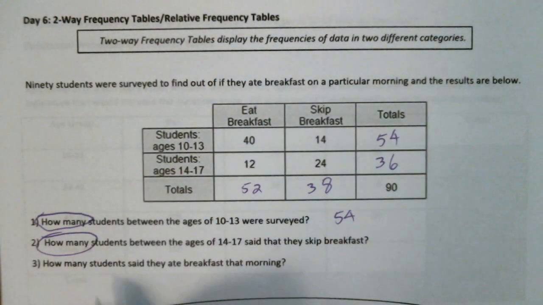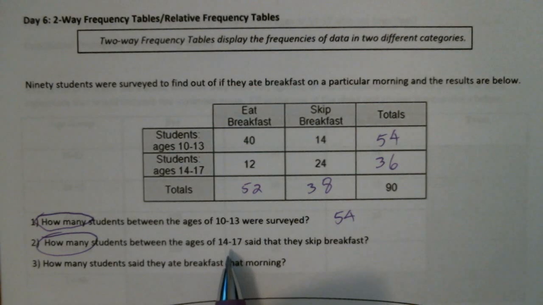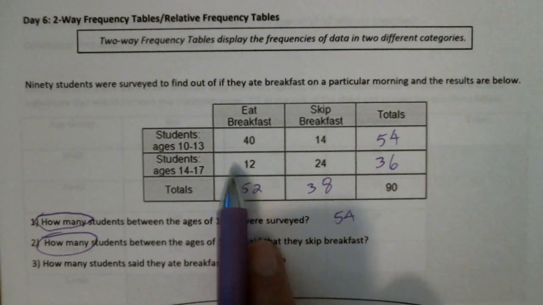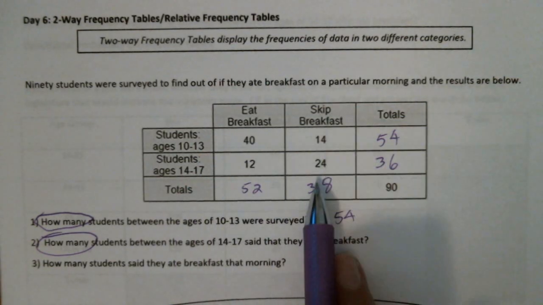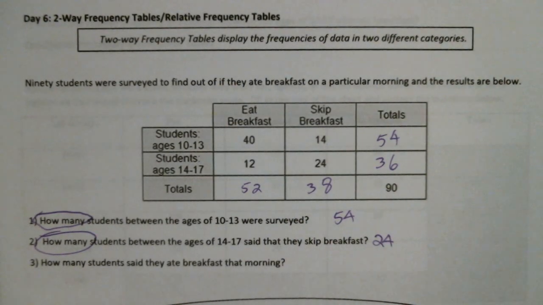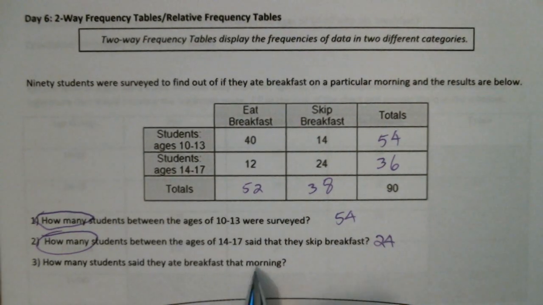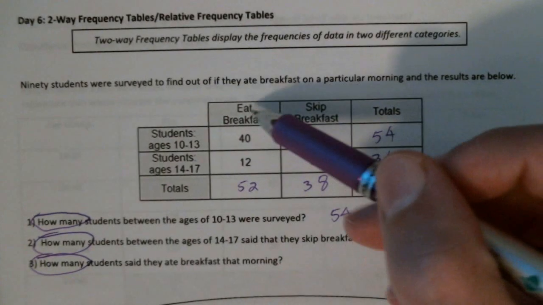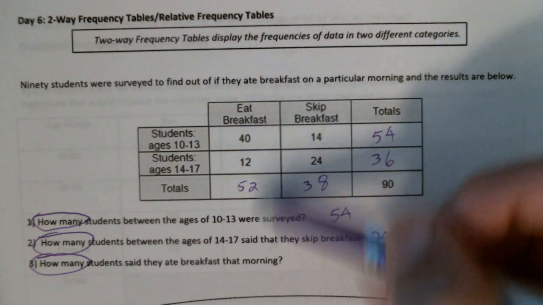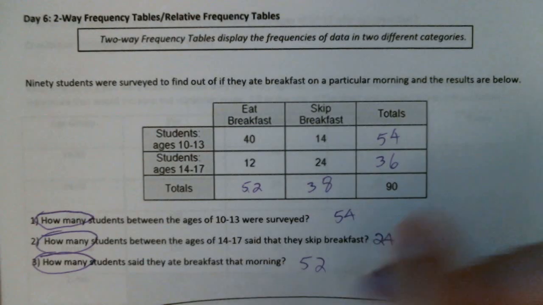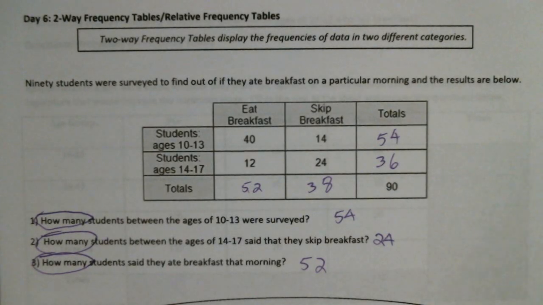How many students between the ages of 14 and 17 said that they skipped breakfast? Okay, so only looking at the students between 14 and 17, only looking at these guys, how many said they skipped breakfast? That's going to be that number right there. 24 of them said they skipped breakfast. Okay, how many students said that they ate breakfast that morning? Okay, how many? That's a hard number. How many ate breakfast? Well, we're looking at this column right here. These are all the people that ate breakfast. The total is that guy right there. So 52 students said they ate breakfast. Okay, those are just kind of hard numbers.